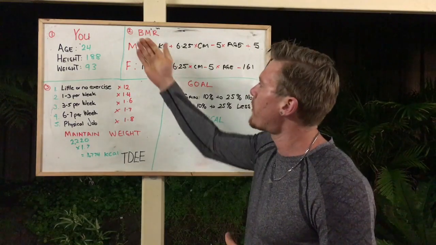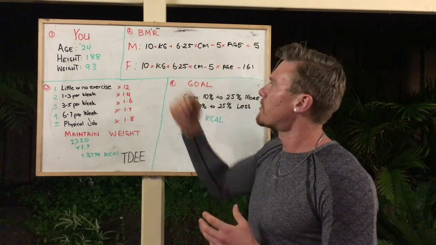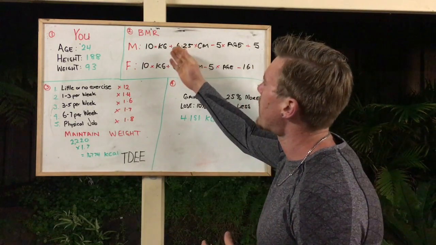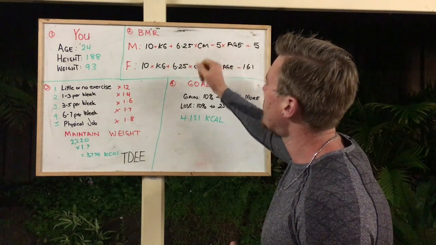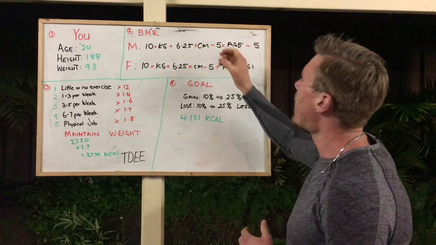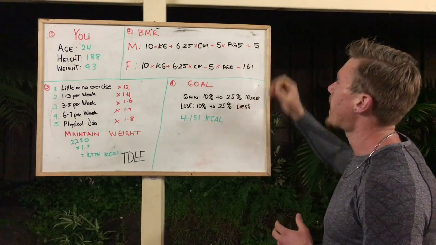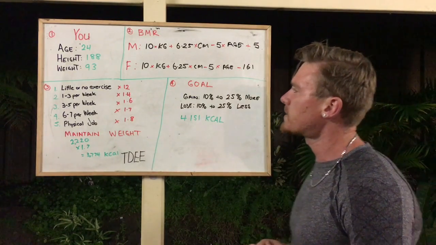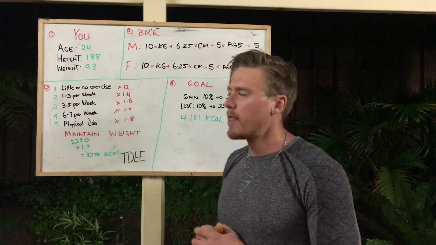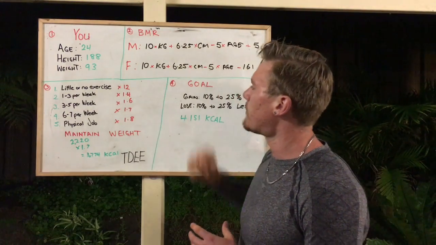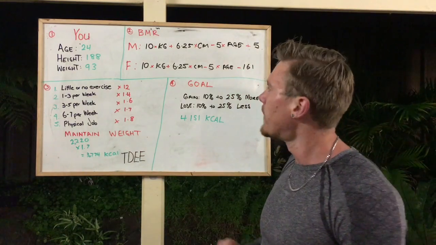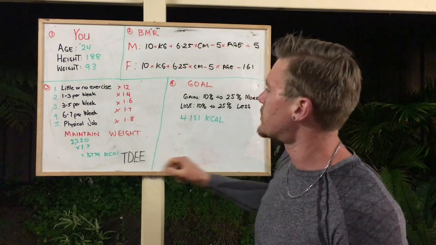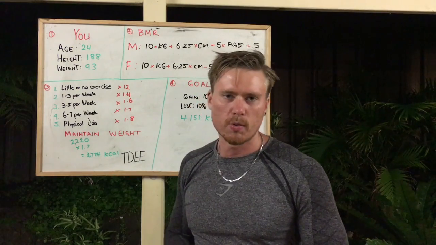To calculate it, we have both males and females. As I'm a male, we've got 10 times my weight in kilos plus 6.25 times my height in centimeters minus 5 times my age plus 5. That's going to give me my BMR. The next thing I'm going to need to do with this number is times it by my activity multiplier. So my BMR by using this equation comes to 2,220 calories.